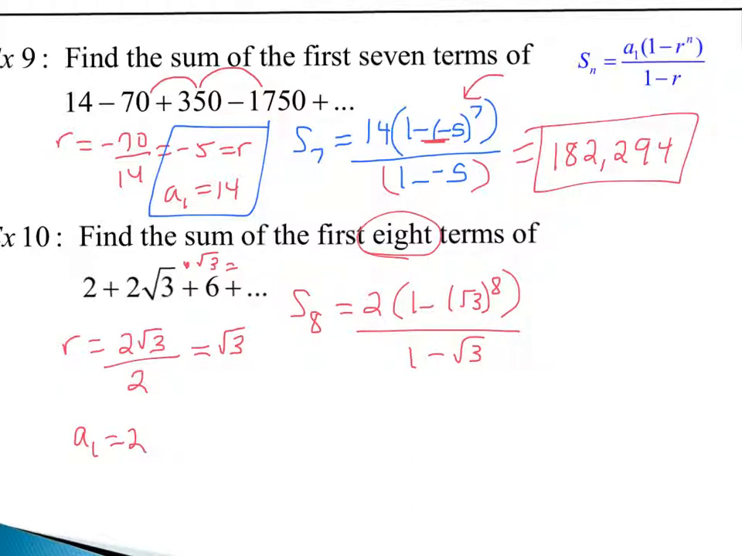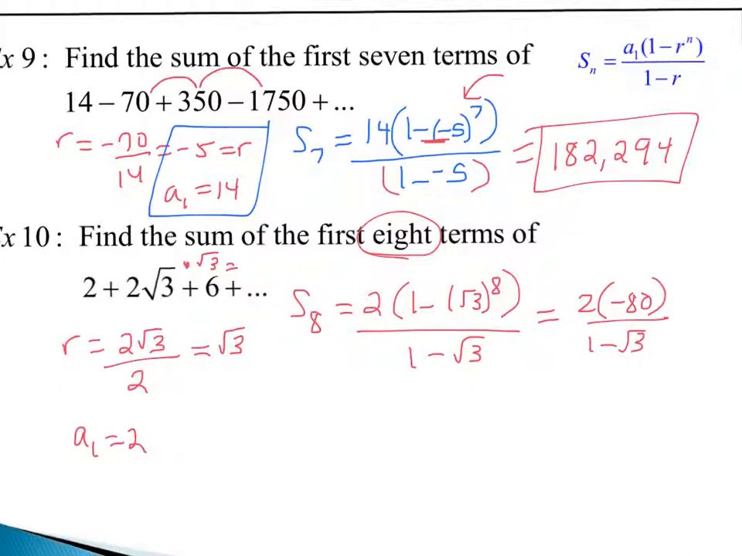Now as we simplify this, we do not want any decimals. So we're going to go ahead and say root 3 to the 8th power. Think of that like every 2 root 3's equals a 3. So that's really the same thing as 3 to the 4th power. And 1 minus 81 gives us negative 80. So this simplifies to 2 times negative 80 over 1 minus root 3.